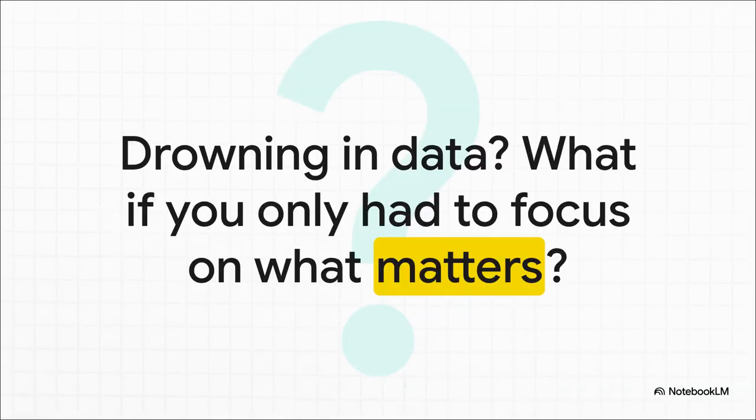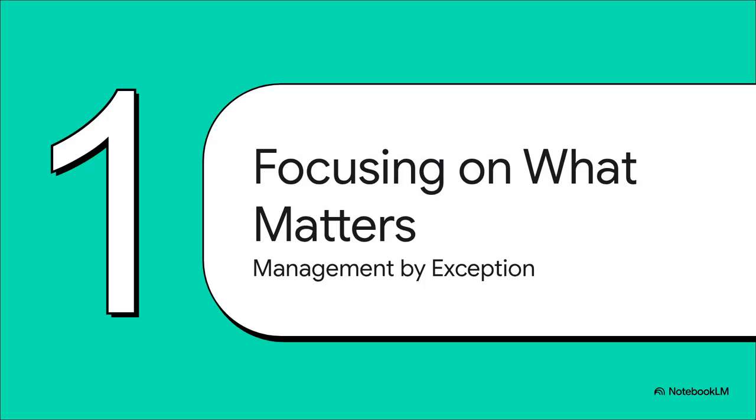So picture this. You're a manager. You've got reports, spreadsheets, and numbers coming at you from every direction. It is a total data overload. How in the world are you supposed to know what to focus on? Where do you even start? Well, the answer is this really powerful idea that helps you cut through all that noise. It's a system designed to make you focus only on the stuff that's actually important. It's called management by exception.